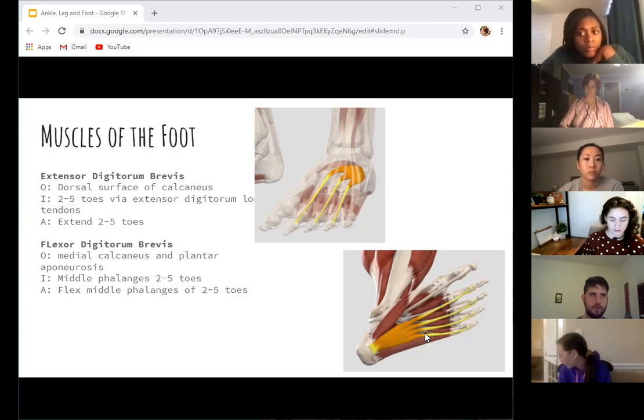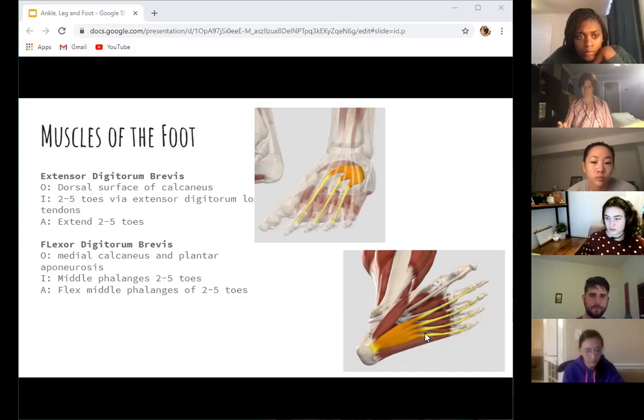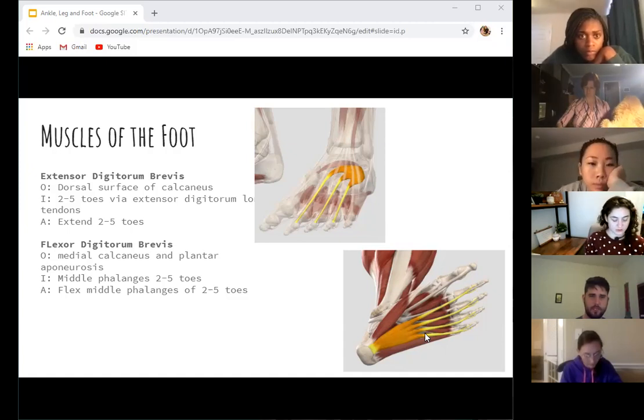And then the flexor digitorum brevis, it's going to originate on the medial calcaneus and the plantar aponeurosis. It will insert on the middle phalanges of toes 2 through 5, and it is responsible for flexion of the middle phalanges of those toes. So digits 2 through 5, these are your 2 big muscles that are responsible for extension and flexion of those toes.